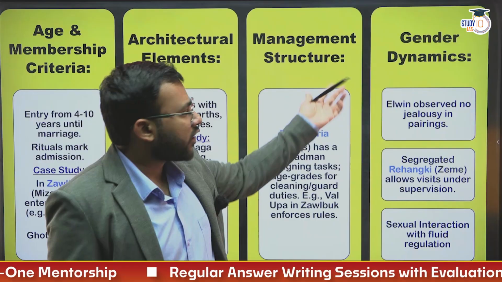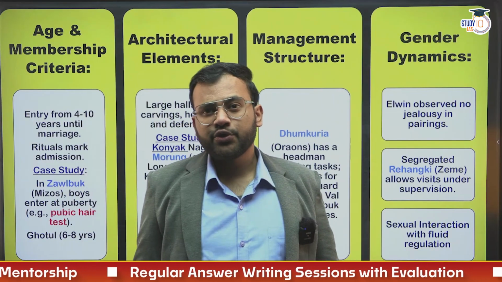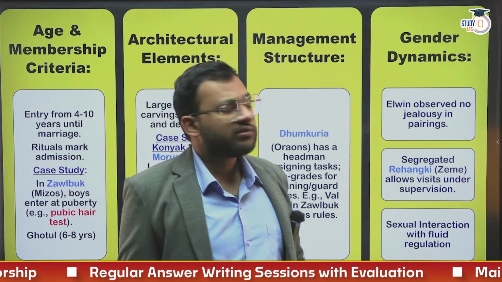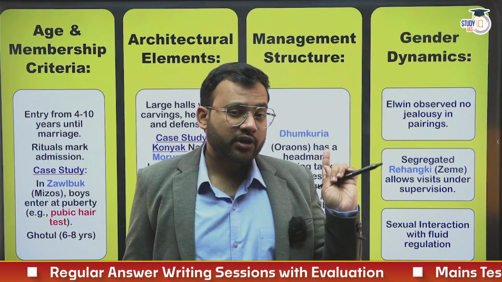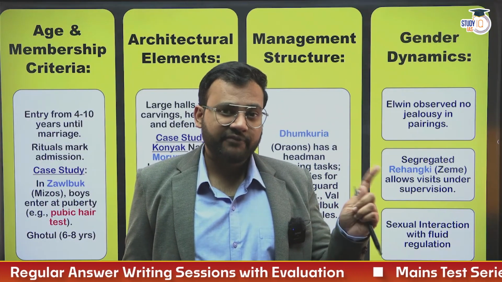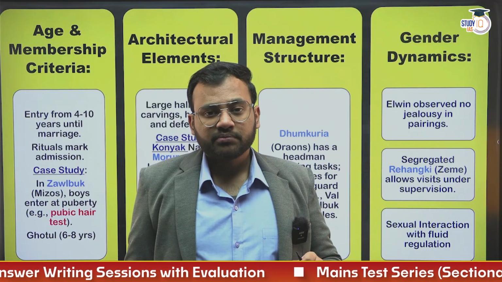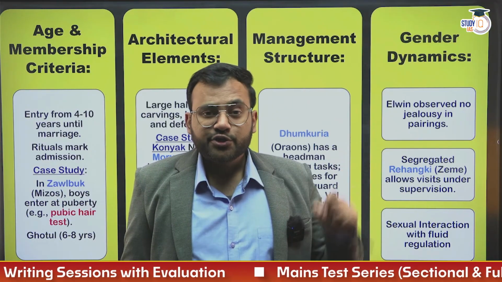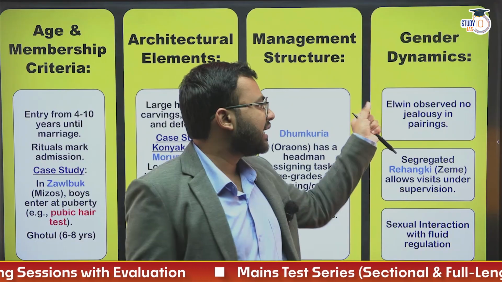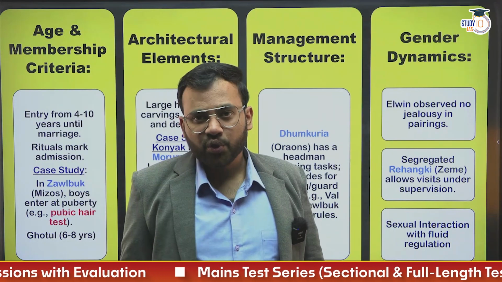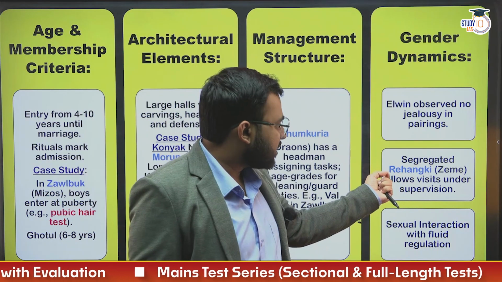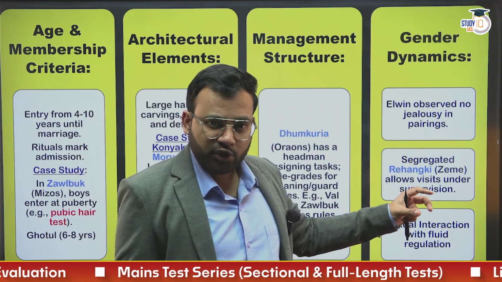All right. Now, talking about the gender dynamics of the youth dormitories, Elwin has observed that despite the pairing, the spouses which are being seen among the Ghotul, there is hardly any jealousy among the members of the Ghotul. Okay. Next is the segregated dormitories.